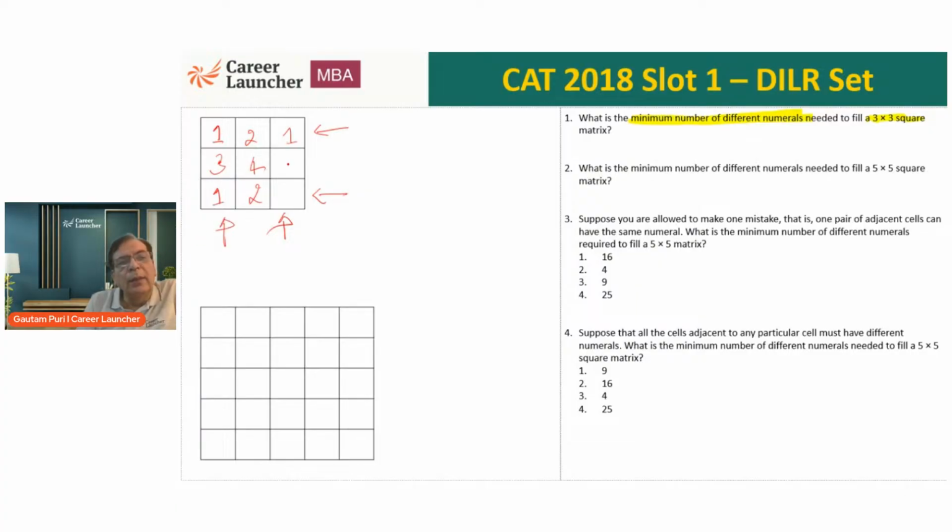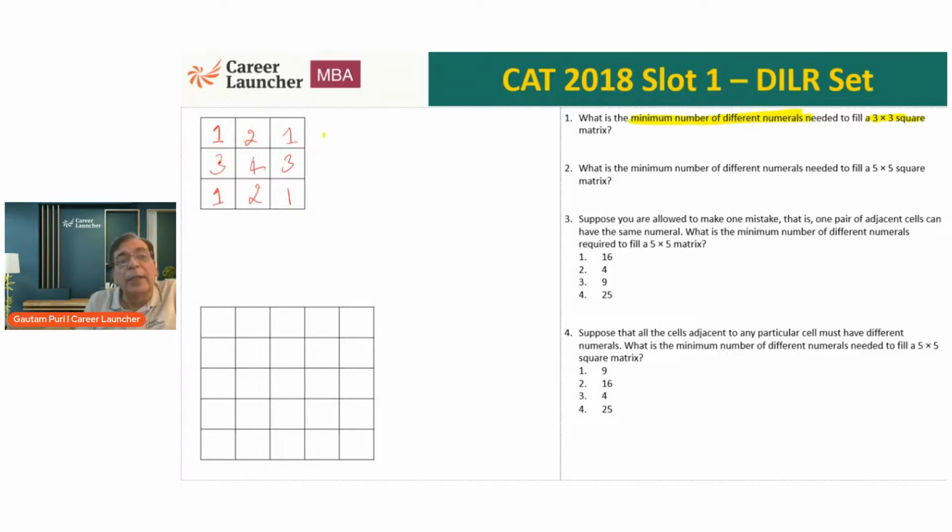What if I do 1, 3, 1 here? Am I satisfying all the conditions? This particular cell has 2, 3, 4 around it. Okay, I'll just put the highlighter. The second cell is different from this cell, different from this, different from this, different from this, different from this one. Okay. So what is it that we have been able to find out? Similarly for the other cells also.